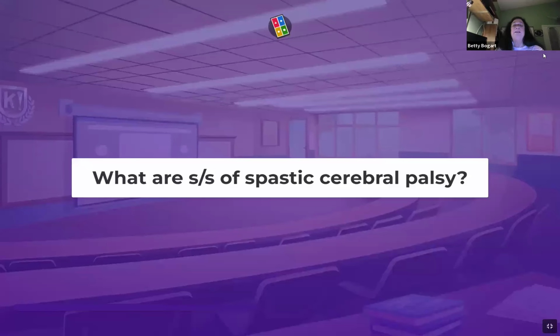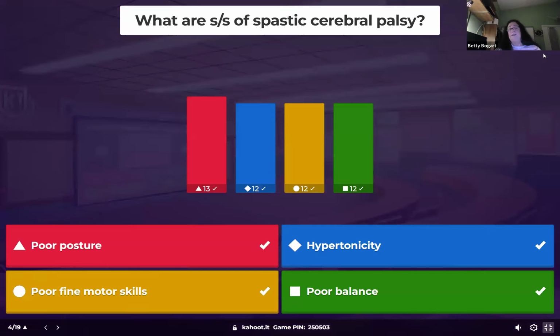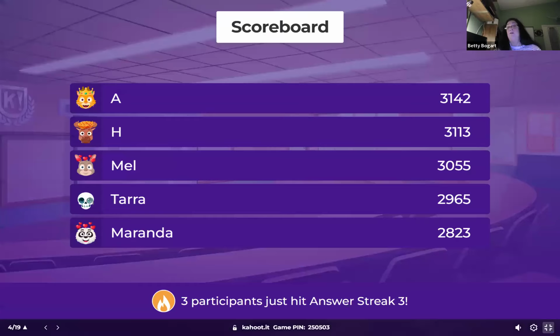Okay. What are the signs and symptoms of spastic cerebral palsy? My little Jonathan. You know, there's some children with CP that can walk, just a limp, and there's some that will always be in a wheelchair. They'll never walk, even in a walker. And it's all of these things: poor posture, poor fine motor, poor gross motor, hypertonicity. That's that spasming. That differentiates that from other types of milder CP. And of course, poor balance, because they have no muscle control.